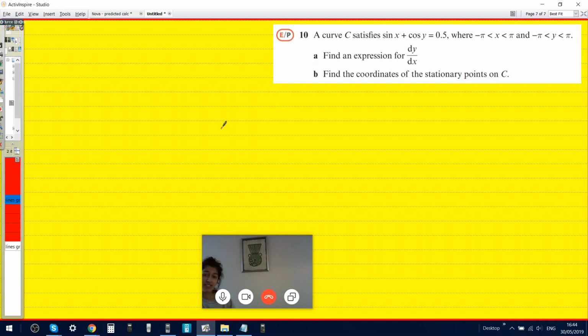The curve C is defined by sin x plus cos y equals 0.5, for x between 0 and pi. Find an expression for dy over dx. Sin x plus cos y equals 0.5. Oh, stationary points. I'm running to the toilet. I'll let you do that.